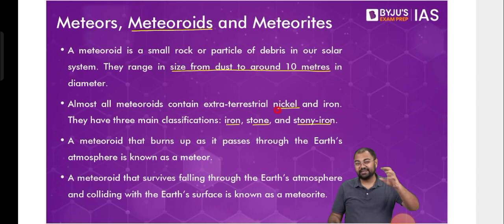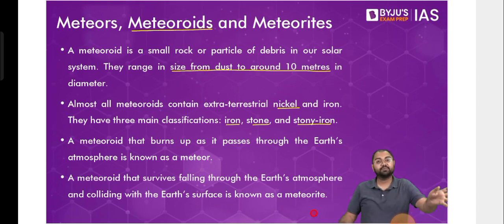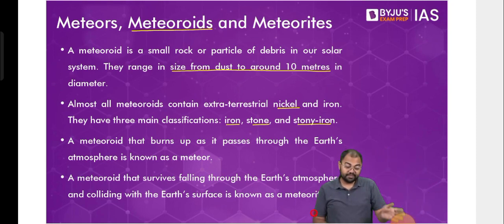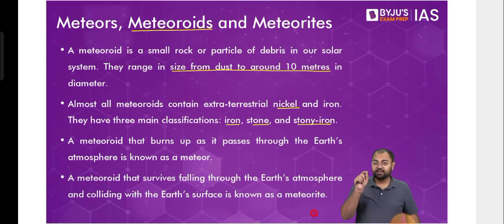More than 99.99% of all the meteoroids that come to the earth completely burn up in the atmosphere, and hence in that case they're called a meteor. But then you also have meteorites. Meteorites are when a meteoroid, while traveling through the earth's atmosphere, does not completely burn up, and maybe a very small speck of dust or a very small stone falls on the surface of the earth. If that happens, then it is called a meteorite.